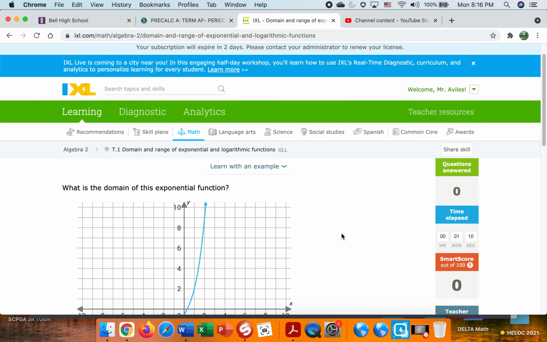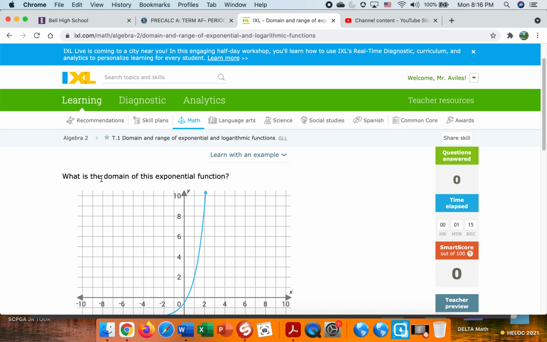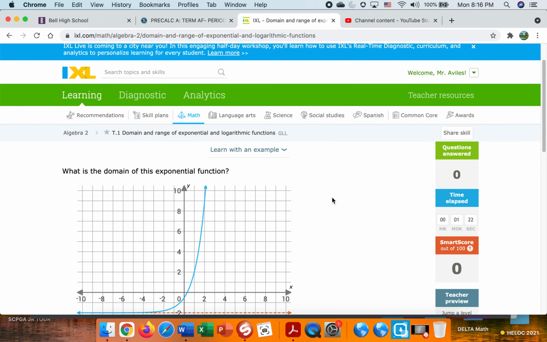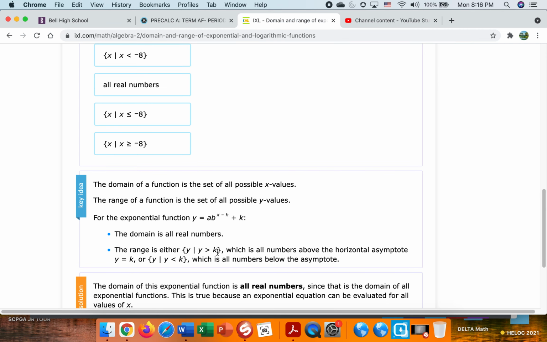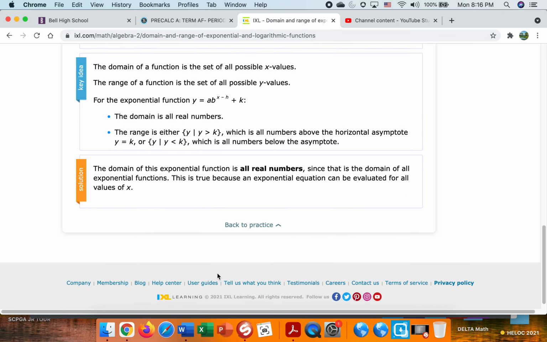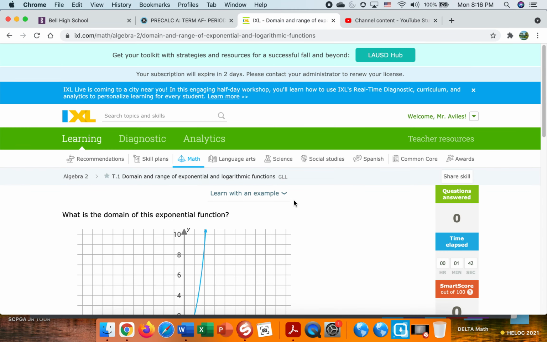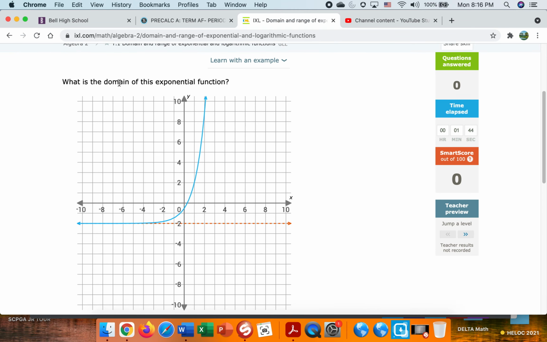Okay, so once you get in here to do this classwork and start practicing this material on domain and range, you have to be careful reading what the question is. Sometimes it'll ask what's the domain, sometimes it'll ask what's the range. And what's good about this platform IXL, I know we use Delta Math a lot, is it has a "learn with an example" feature, which gives an explanation of how to look at this. You read it, and it might get a little confusing. I don't know, maybe this helps. Back to practice.